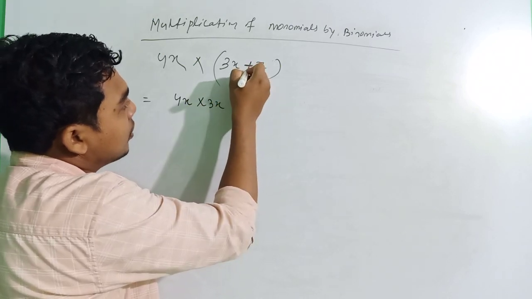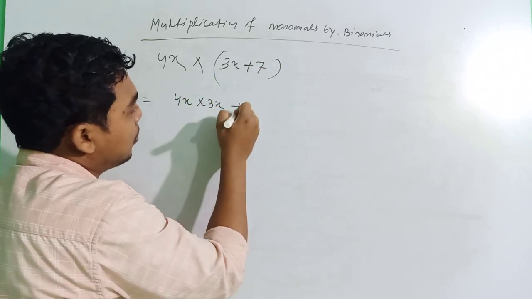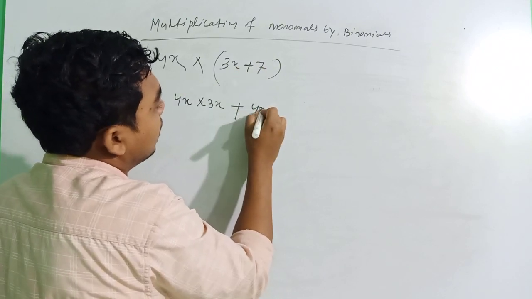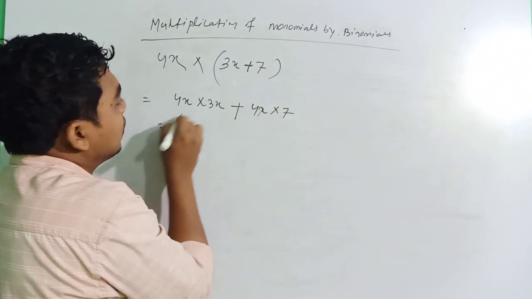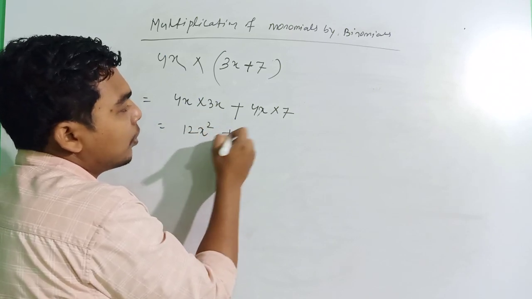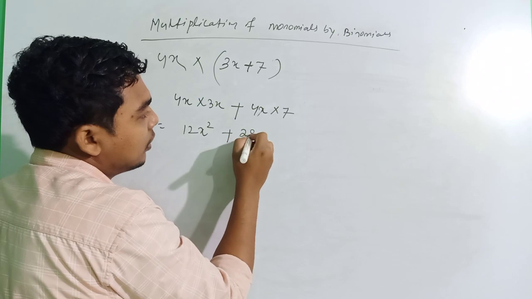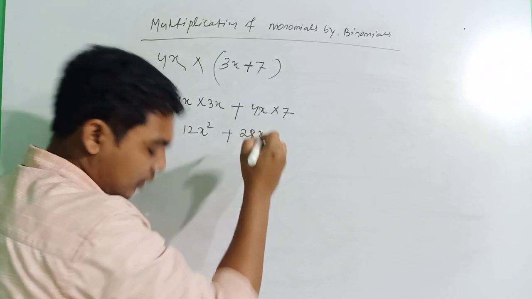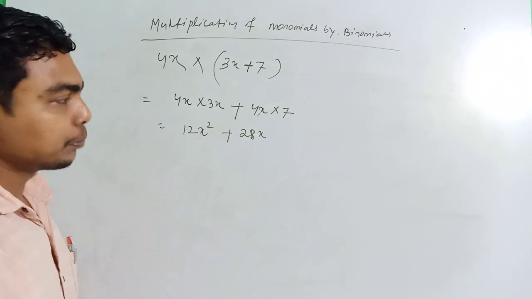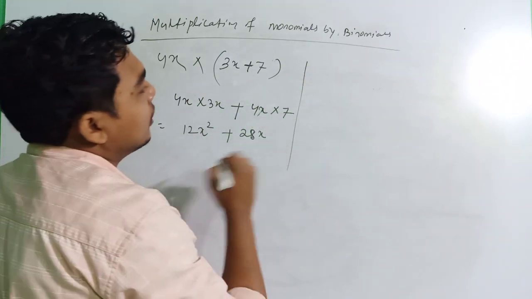Here the symbol should be plus: 4x into 3x plus 4x into 7. That is 4 times 3 is 12, x into x, x square, plus 7 times 4 is 28x. 28x.